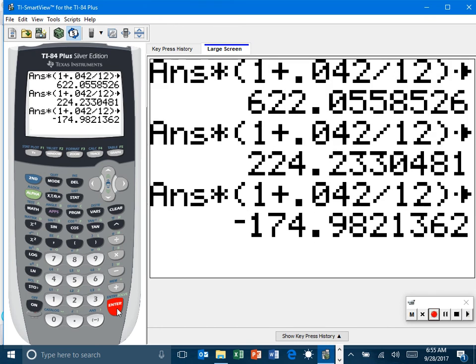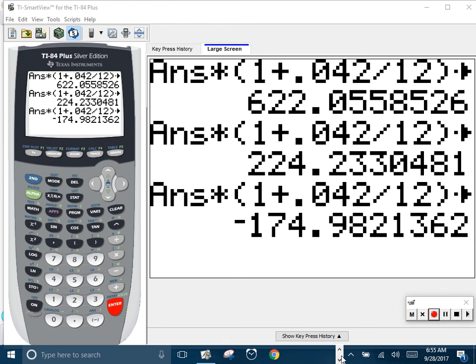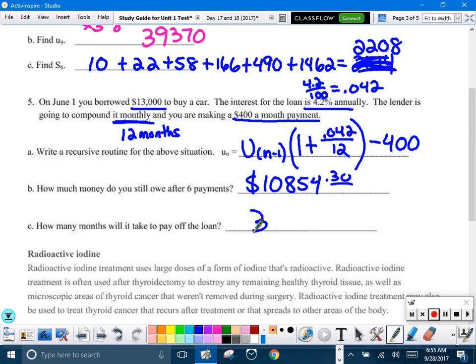Okay, when you reach 0 or a negative, that means you have paid it off. Okay, that was 35 months. I had to hit enter 35 times.